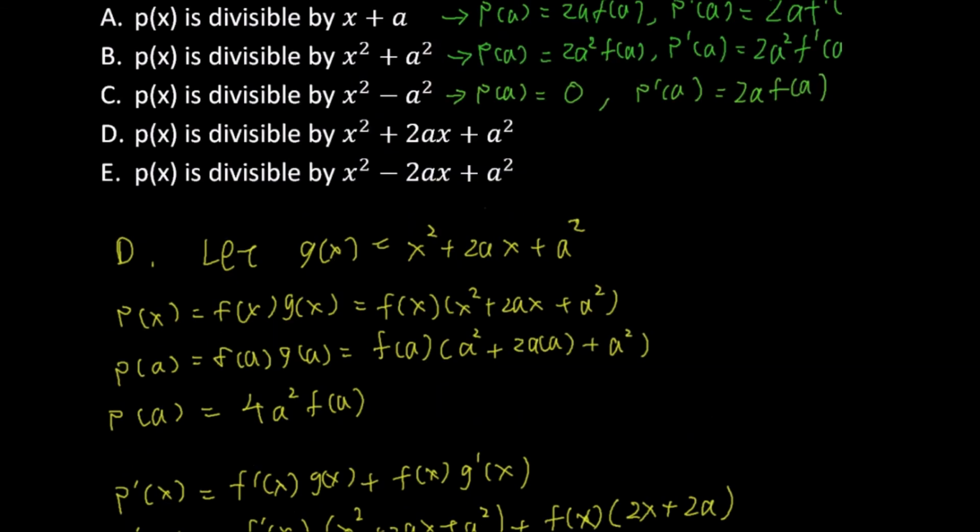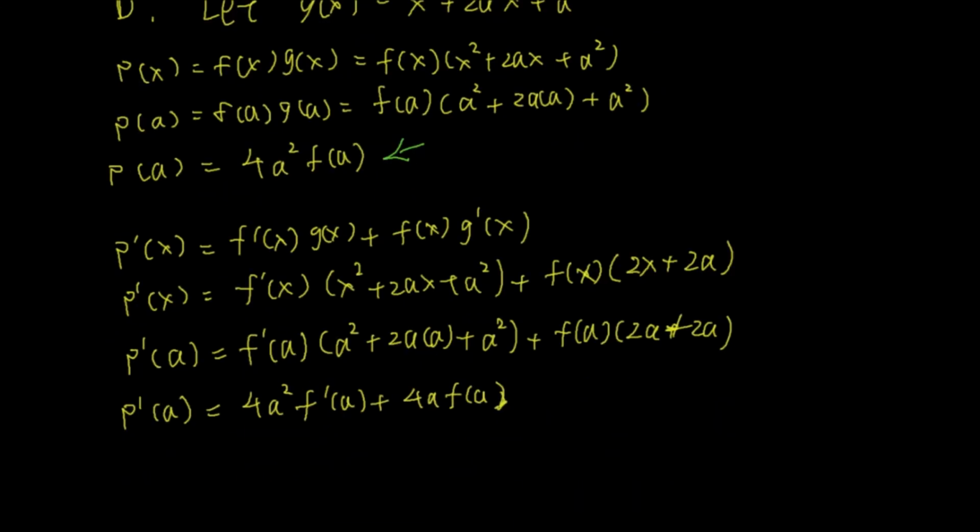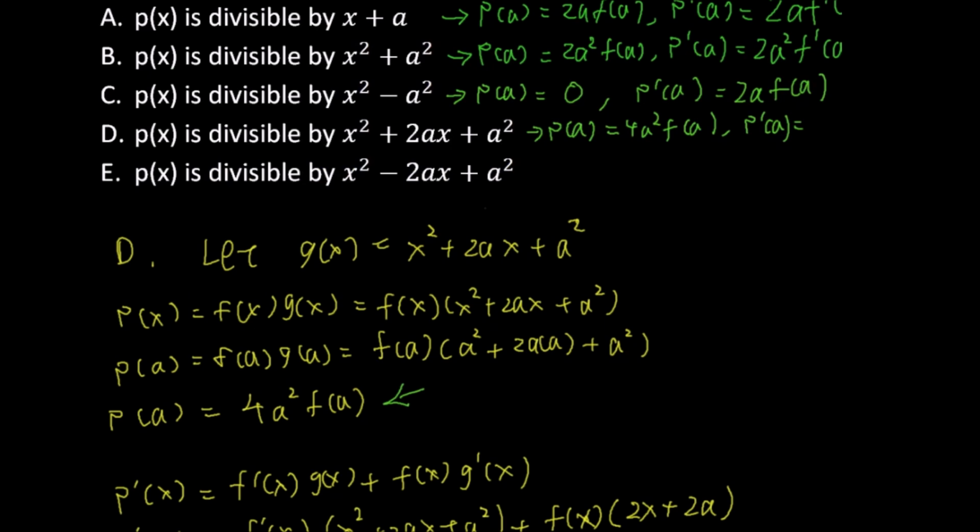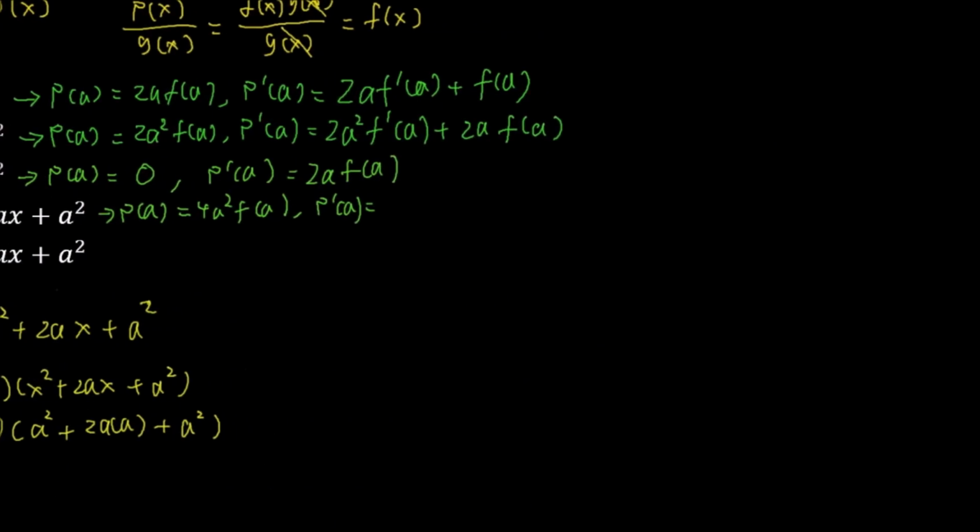So let's write down what we found for D. P at A is equal to 4a squared times f at A. Now, how about P prime at A? P prime at A is this: 4a squared times f prime at A plus 4a times f at A. So let's write that down: 4a squared times f prime at A plus 4a times f at A. And write the A better.